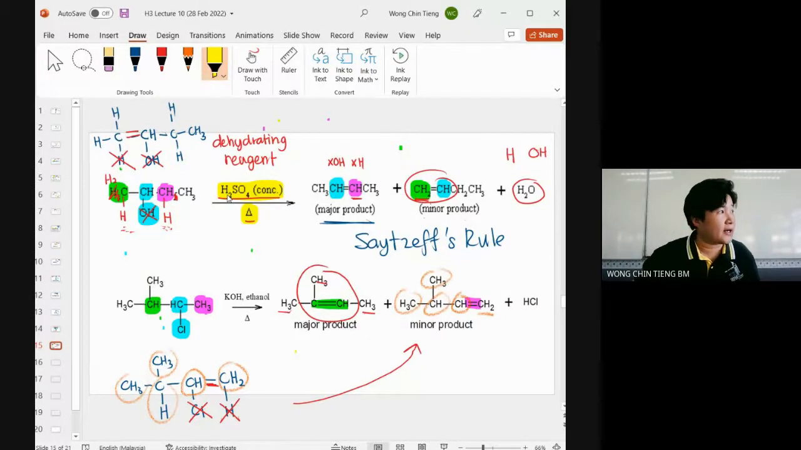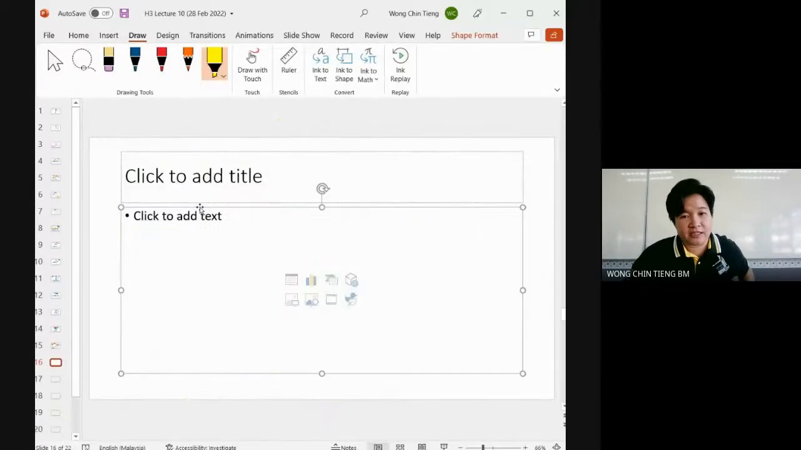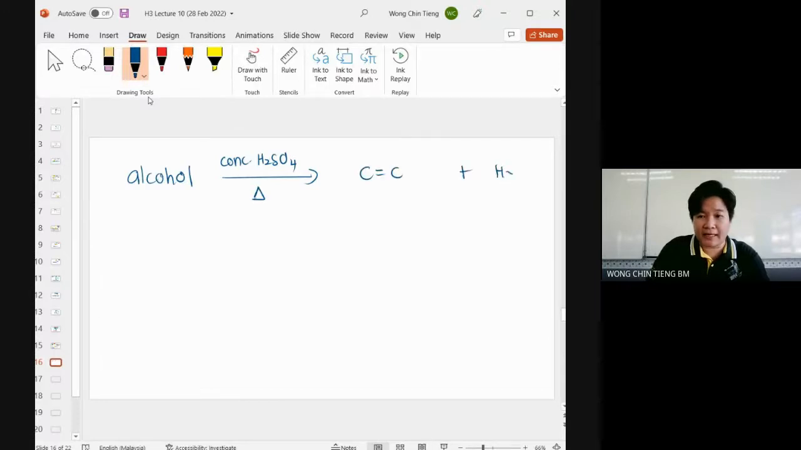And next, bila alkohol kita guna concentrated sulfuric acid and heat, di chlorine, di haloalkane, kita guna KOH ethanol heat. Alright, so ingat, your preparation of your alkene ada dua cara. Satu guna alkohol. Kalau guna alkohol, reagent kamu adalah concentrated sulfuric acid heat. Alright, kamu akan dapat alkene, carbon-carbon double bond dan juga air.